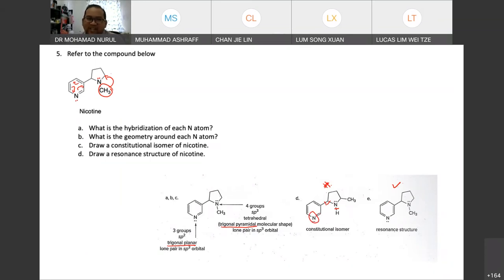Otherwise, it's not nicotine anymore. So I cannot move that. Yeah. In reality, they have only two nicotine forms, this type and another one, the isomers. But we don't ask you this kind of question. It's too easy. I just take it as a set of questions for training.